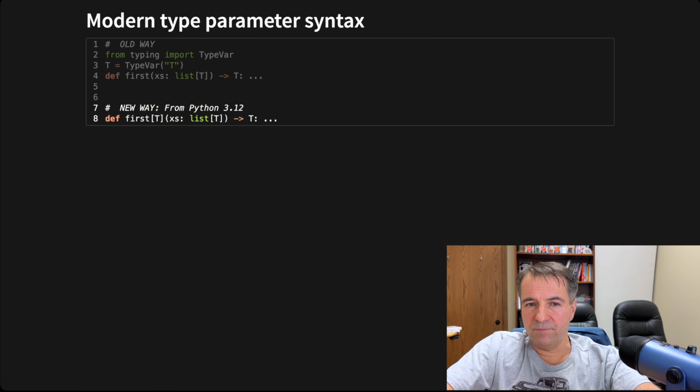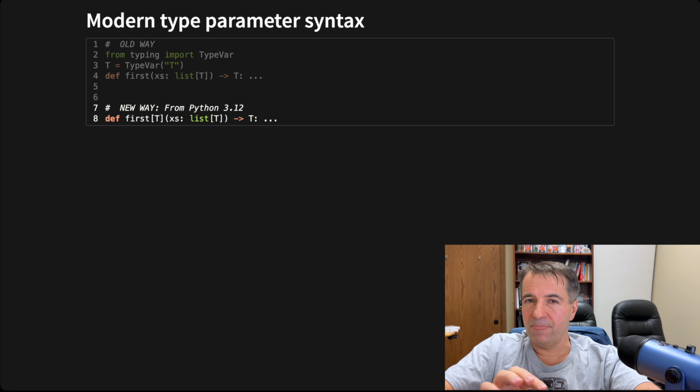So over here, this would be the type parameter syntax. You used to have to import type variable. Now you're just saying first, and you have your square brackets there with a value in there. That'll be the value for your type. And in that way, you're defining that this function is going to use a type variable.